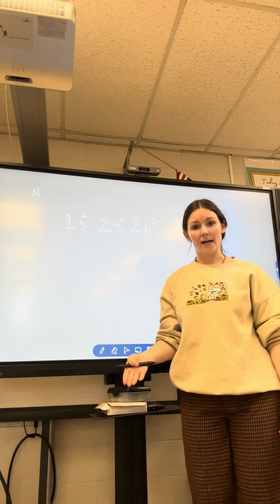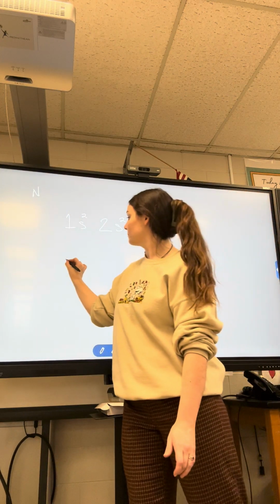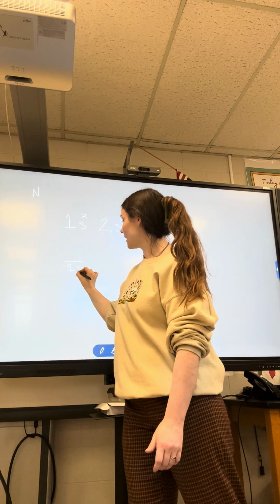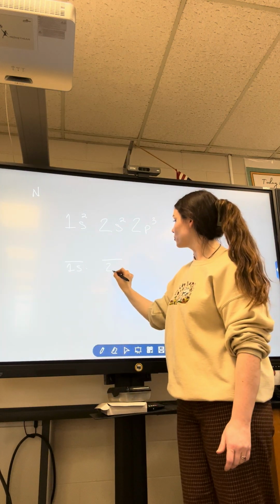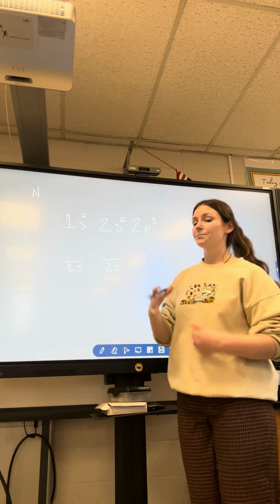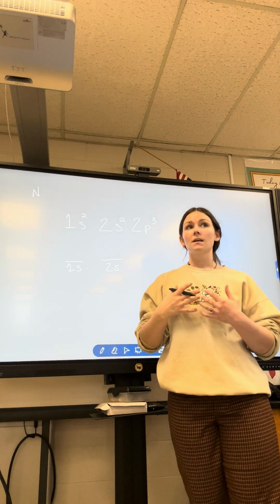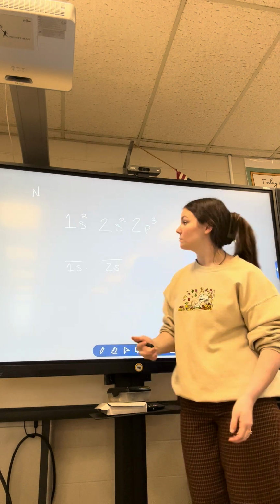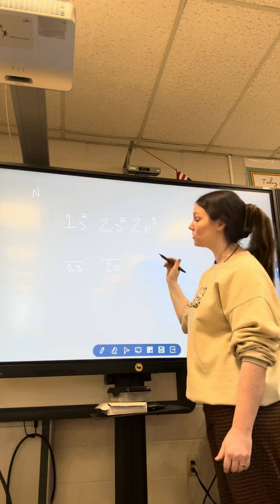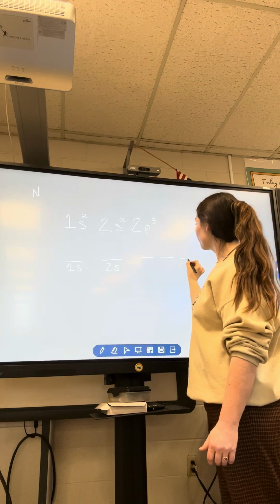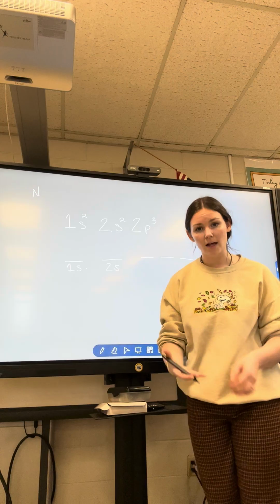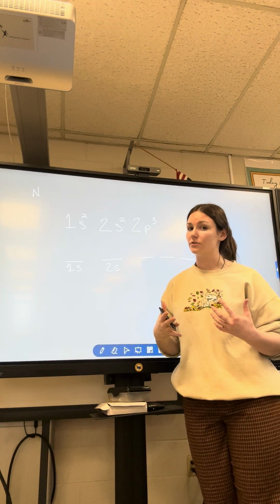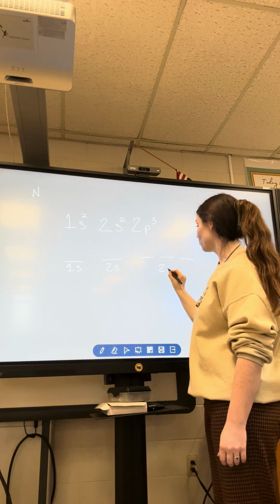So now the orbital diagram would look something like this. We have a line for 1s, a line for 2s. Now, the P block can hold up to 6 electrons. So I have 1 P orbital, so I'm going to do 3 lines. And remember that each line can hold up to a pair of electrons. So this is my 2p orbital.